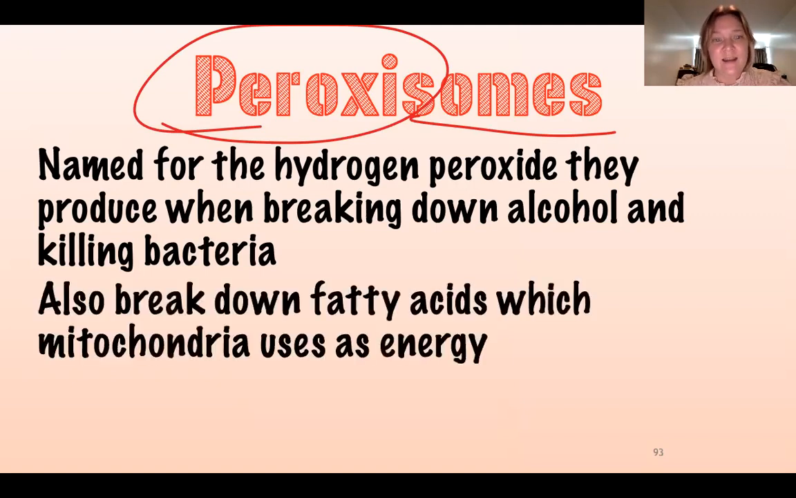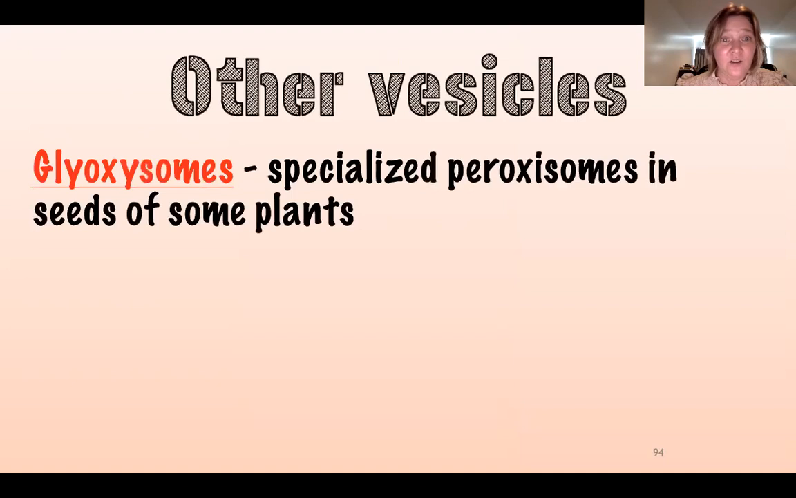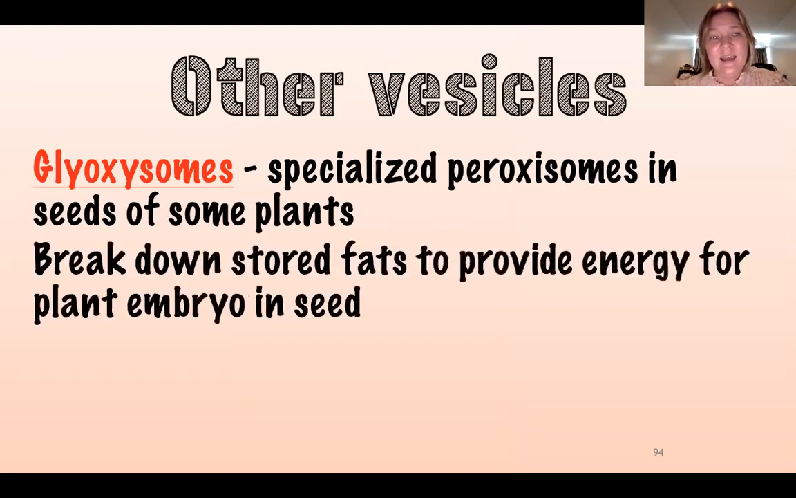They also break down fatty acids, which the mitochondria use as energy. Other vesicles, again, all named for the contents that they contain. We have glyoxysomes. These are specialized peroxisomes in the seeds of some plants, and they break down stored fats to provide energy for the plant embryo in the seed.